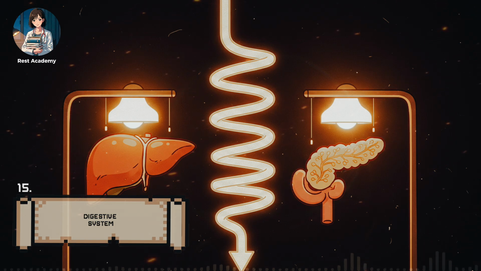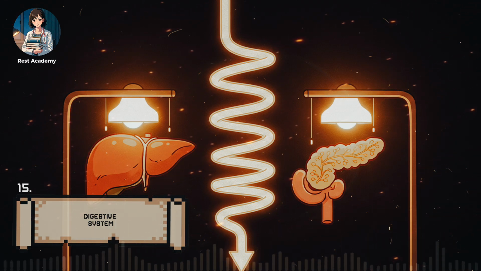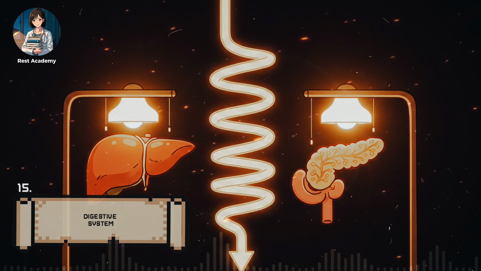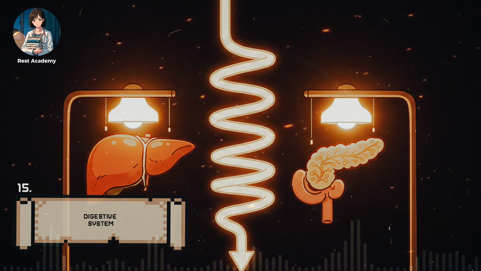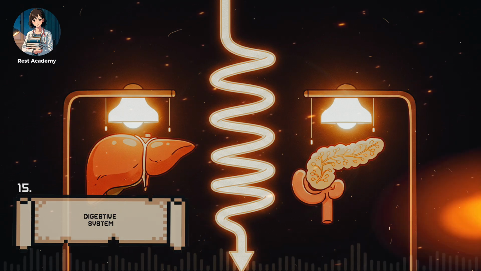Duodenum is C-shaped around head of pancreas, divided into 4 parts. Its second part receives bile duct and main pancreatic duct at the major duodenal papilla, controlled by sphincter of Oddi. An accessory duct may open proximally. Duodenum is retroperitoneal except first 2 centimeters.